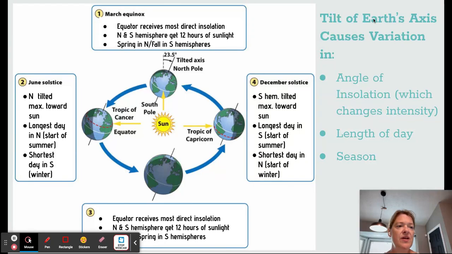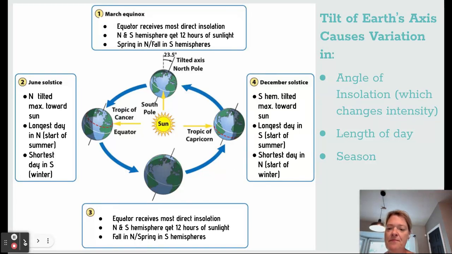Okay, and the tilt of the Earth's axis causes variation in that angle of insolation. It also causes the length of day to be different, and then also obviously causes seasons. So I'm not going to read all of that to you here. I think this is probably something that you've learned in the past. But this might be a good place to pause the video and just review that for yourselves.